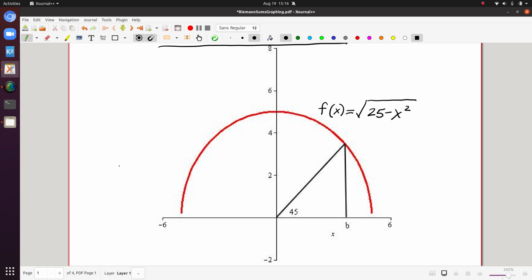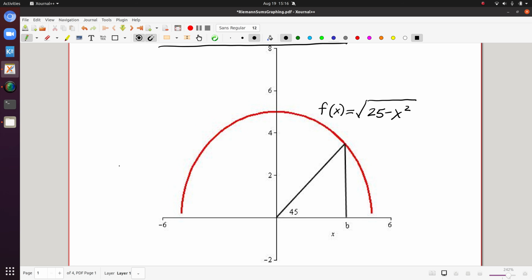So the function I'm considering is the square root of 25 minus x squared. And if you are drawing that, think about the fact that that's just the top half of a circle of radius 5. So we know that the red there would intersect at both minus 5 and positive 5.